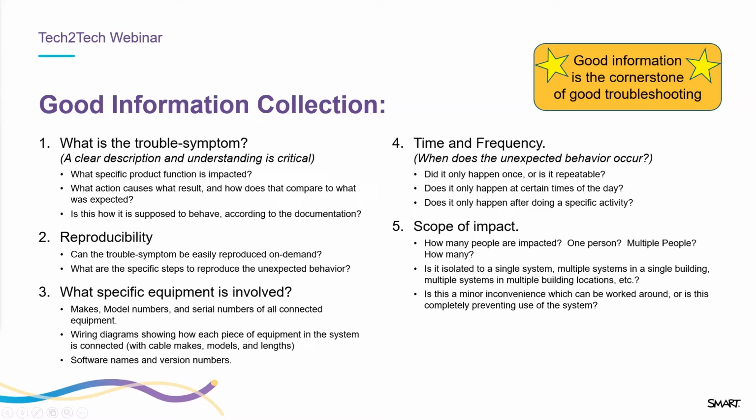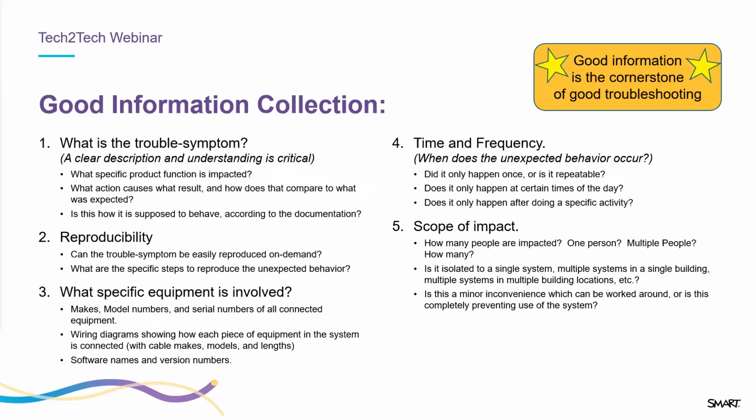Now, the second piece of good information is reproducibility. That is, can the trouble symptom be easily reproduced on demand? And if so, what are the specific steps to reproduce this behavior? If you can reliably and repeatedly reproduce a behavior, it becomes far easier and less time consuming to test hypotheses and confirm conclusions.